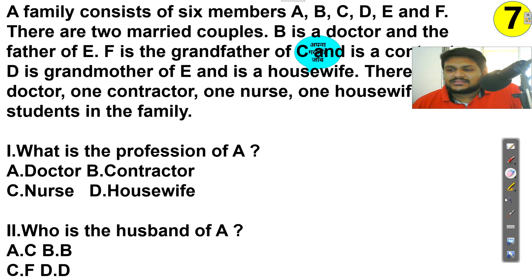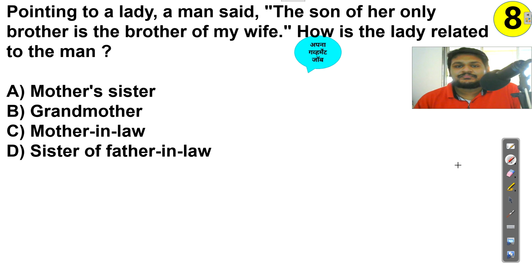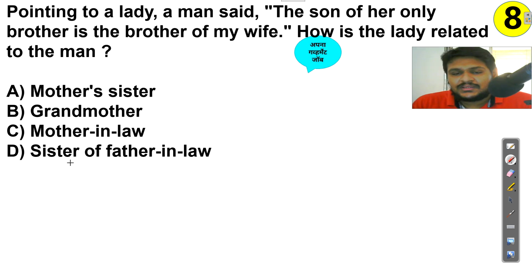Okay, so let's go to question number 8. Now see, this is the type 2 questions. In such type of question, where you have been given pointing to a lady, pointing to a man, pointing to a photograph like this, how can you approach? See, basically there are 3 approaches. First is you can visualize.